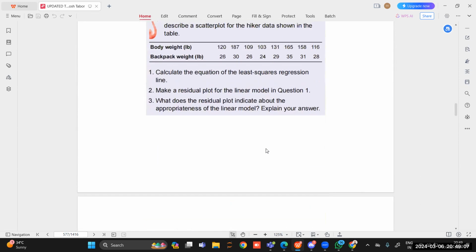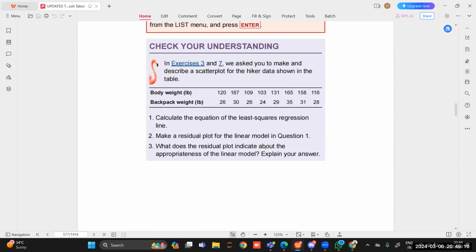So now what we have to do in exercise 3 and 7, we asked you to make and describe a scatter plot for hiker data shown in a table. Calculate the equation of the least squares regression line. You have to plot these on your pen and paper. Then you have to calculate the equation of the least squares regression line. Make a residual plot for the linear model in question 1. What does the residual plot indicate about the appropriateness of your model? Explain your answer.